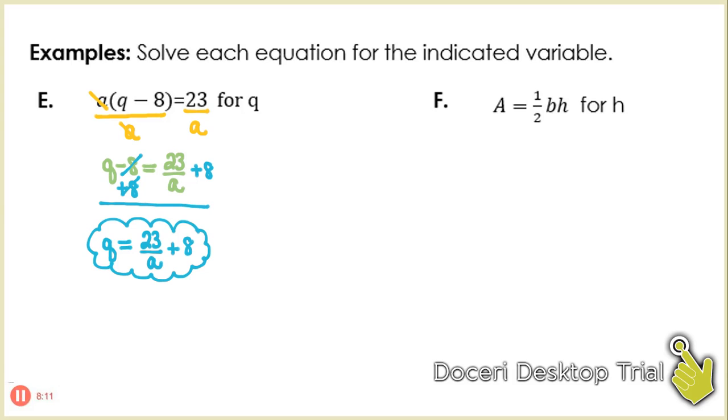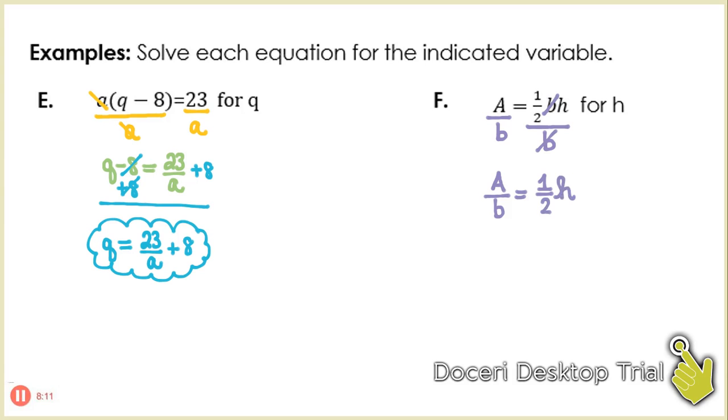And last but not least, we have letter F. We're going to solve for H. So notice that H is connected to a half and a B by multiplication. You can do this all at one time, or you can do it separately. So it's totally up to you. I'm going to do it separately just so you understand what's happening to each piece of this. The H is connected to the B by multiplication, and we know the opposite of multiplication is division. So to get rid of the B, we're going to divide. So I now have A divided by B equals 1/2 H.